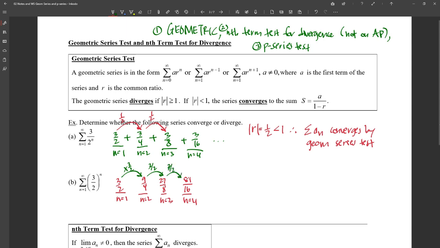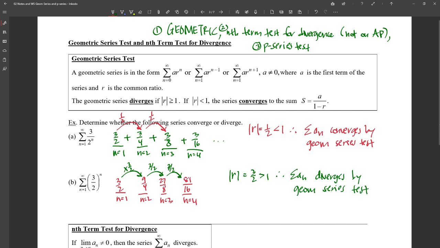And if you multiply by the same common ratio each time, then my R here is equal to 3 halves, which is greater than 1. And what does the geometric series test tell me? The geometric series test tells me that if R is greater than 1, then this series diverges by the geometric series test.